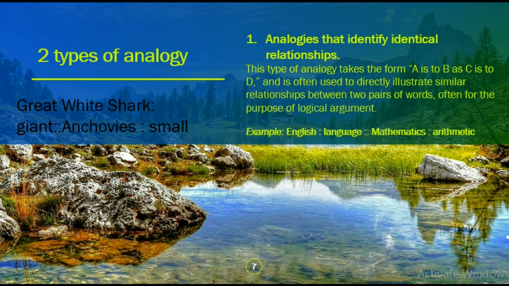So you're not going to read it like this: English colon language colon mathematics colon arithmetic. Instead, you are going to read it this way: A is to B, like English is to language, English is to language as. So the two colon here is as mathematics is to arithmetic. Now, you have to figure out what is the relationship between English and language, mathematics, and arithmetic. What do you think is their relationship?